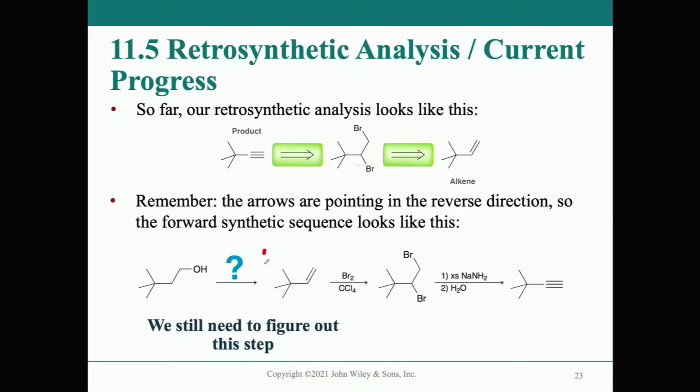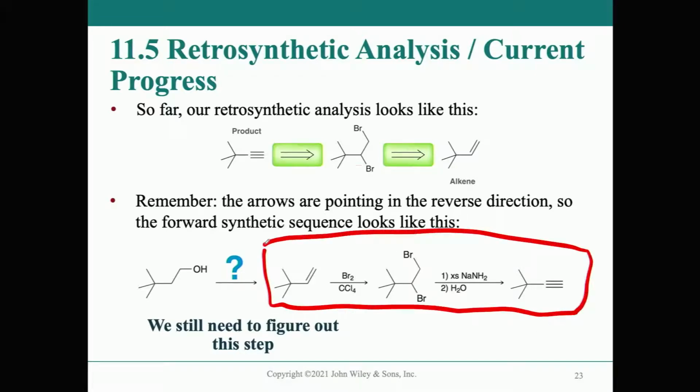So we've already solved these two steps of the retrosynthetic analysis. The last 3 structures and the last 2 reactions required. The alkyne can go retrosynthetically to the dibromide, or dihalide, and then to the alkene. So now, all we need to do is figure out this step.